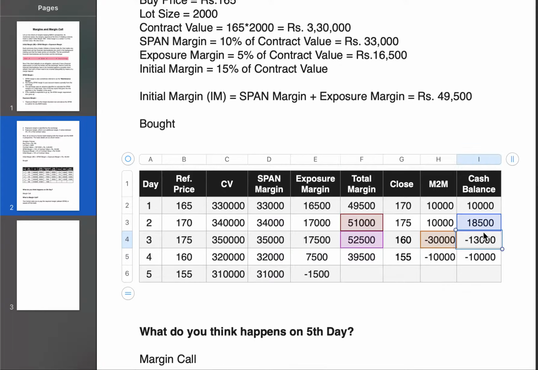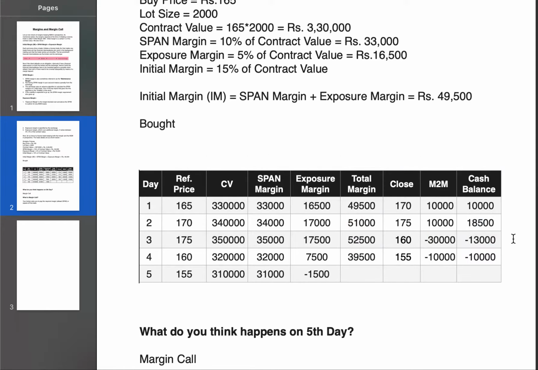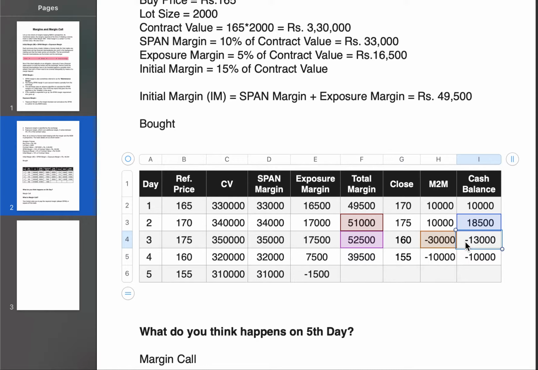So my cash balance is 30,000 minus 17,000. So that is my new cash balance. It's minus 13,000 rupees. 30K minus 17K. So my new cash balance is minus 13,000 rupees. Now, like I told you, exposure margin is the cushion for my losses. So whatever losses I take, it'll be absorbed by the exposure margin.